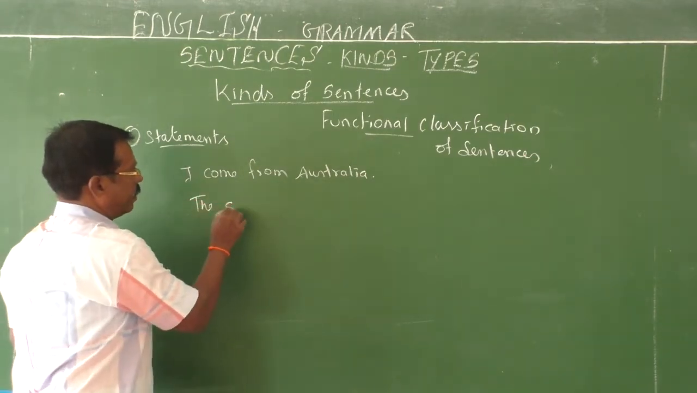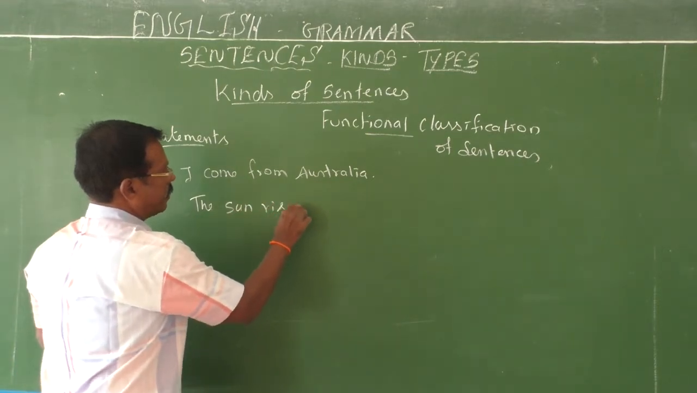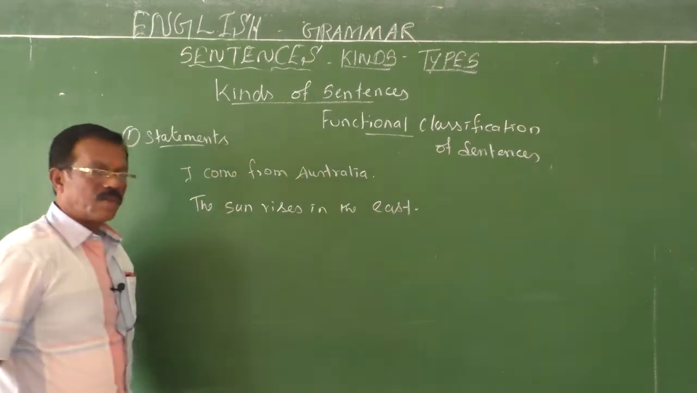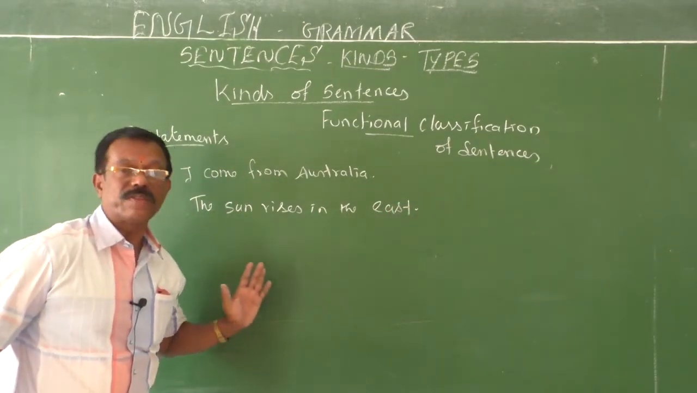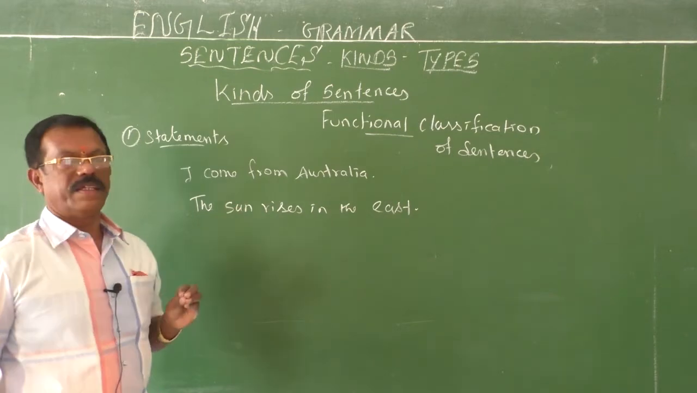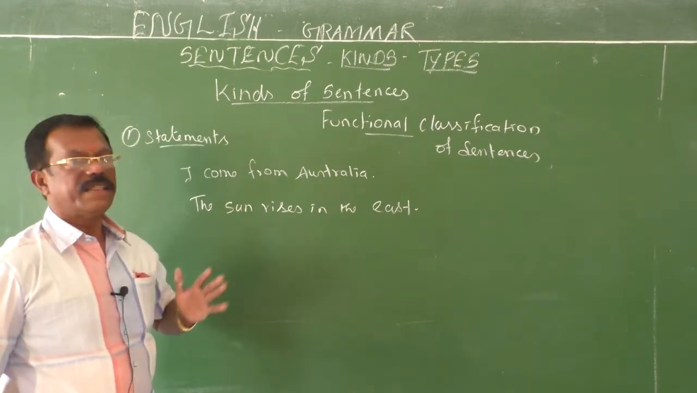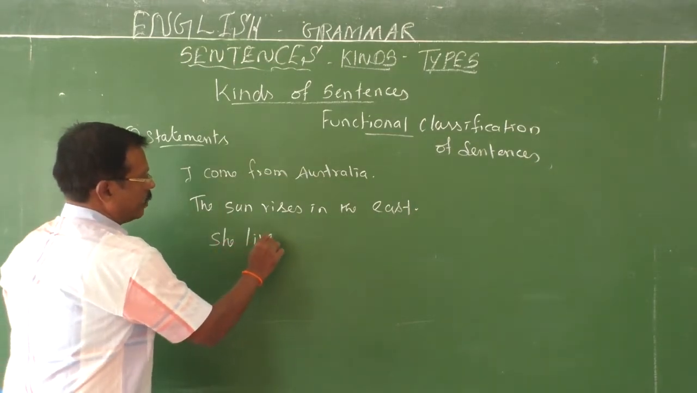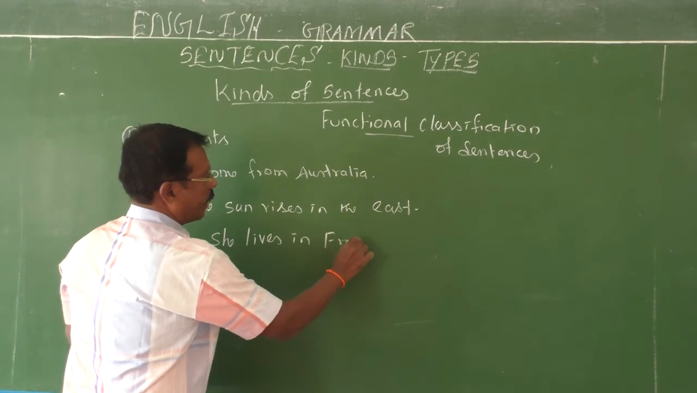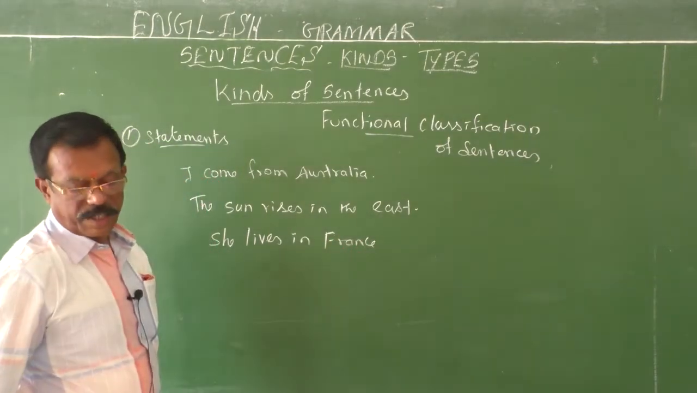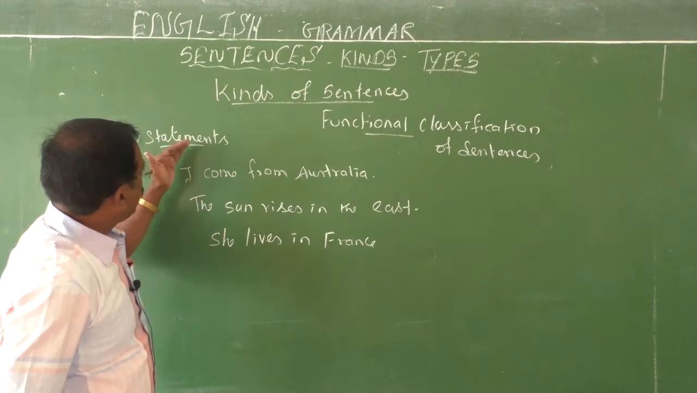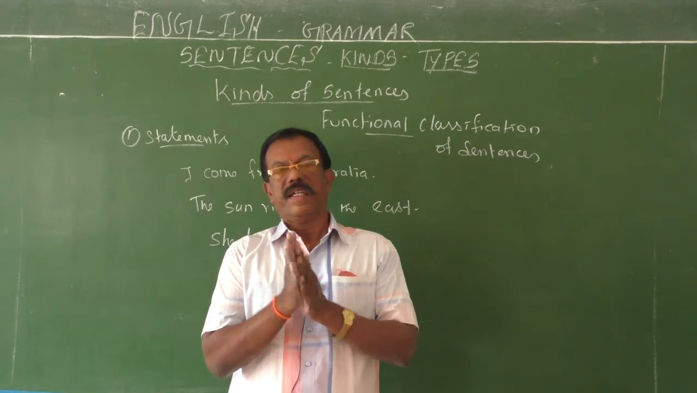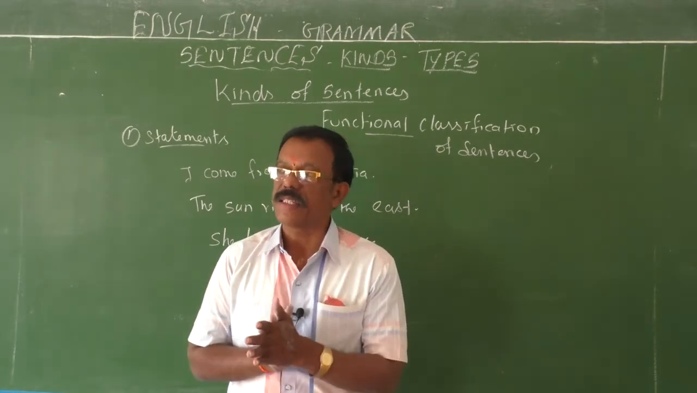See, the sun rises in the east. This is also called a statement. This is a declarative sentence because it declares something. That is, the sun rises in the east. She lives in France. She lives in France. Another example for statement. Then these statements are used to state something. We use these statements to declare something.